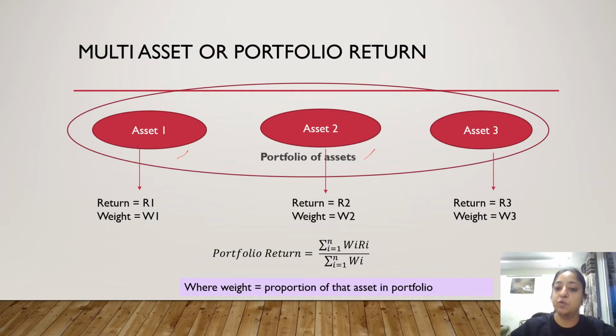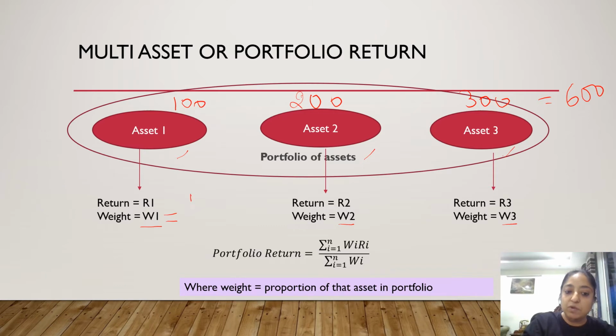Now, having said this, this is for a single asset, but in my portfolio there could be multiple assets: asset 1, asset 2, asset 3. Let's say the weight of this asset is W1, of this asset W2, of this asset W3. How do I calculate the weight? It is the proportion of the amount which I have invested in each asset. Suppose I have invested 100 rupees in this, 200 rupees in this, and 300 rupees in this. So the total amount comes out to be 600, right?